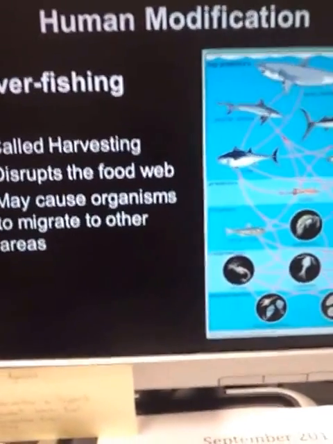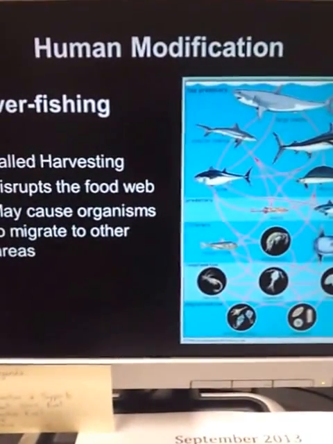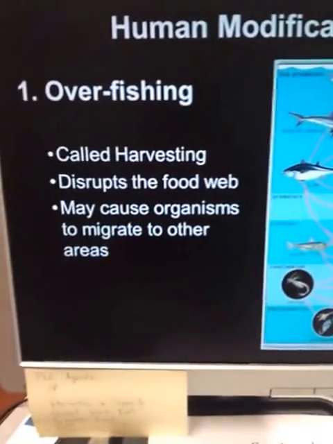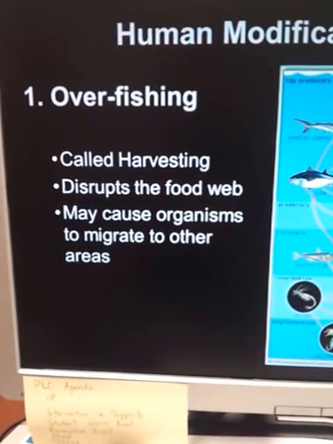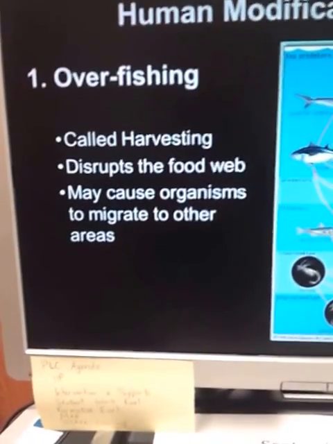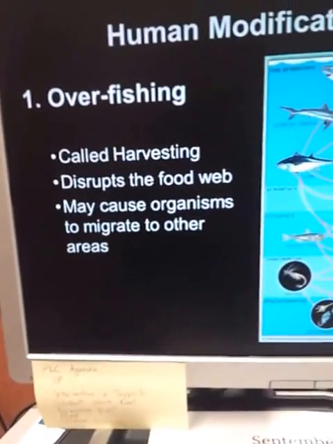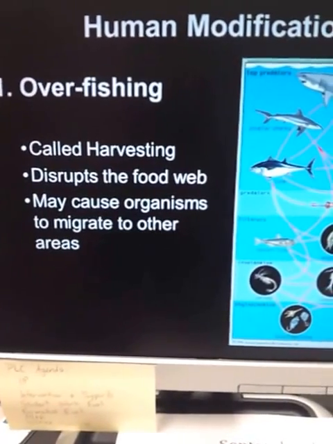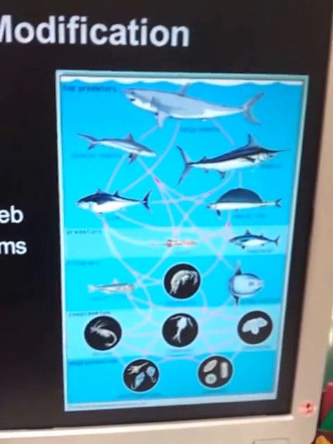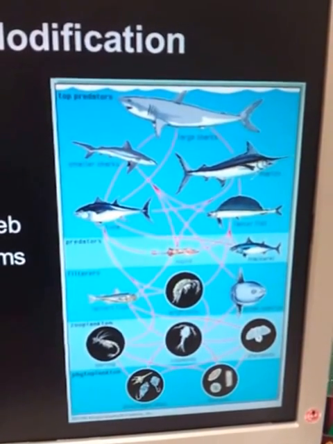Human modification, in other words, how do we modify the food webs, the ecosystems within oceans? One way is by overfishing. Another word for overfishing is harvesting. Like you would harvest a crop, you could harvest fish within the ocean. It does disrupt food webs, and it may cause organisms to migrate to other areas. You can see the interdependencies once again.